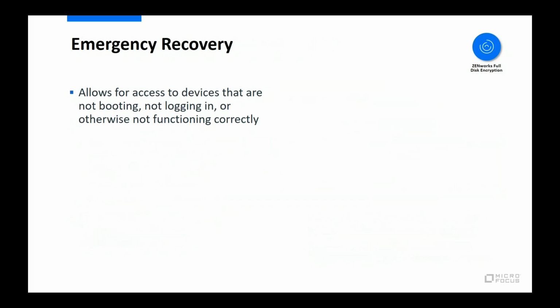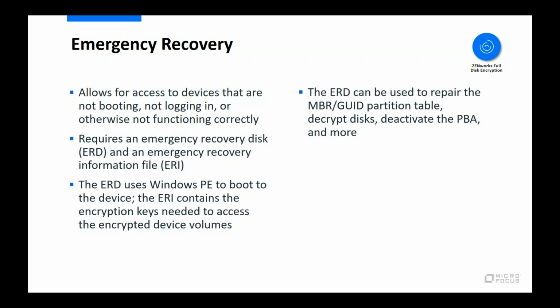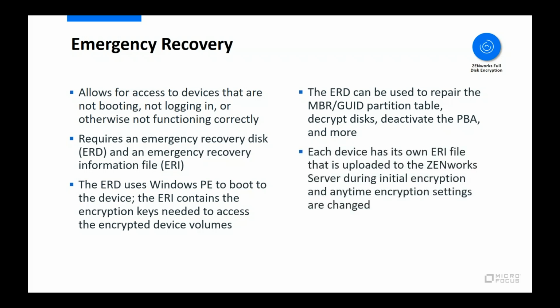If a situation occurs where a user is unable to log into a device because it is not functioning correctly, you can attempt to fix the boot issue or decrypt the disk to recover the data. This requires an emergency recovery disk and an emergency recovery file. The ERD, which contains a recovery application, uses Windows PE to boot to the device. The ERI file holds the keys needed to access the encrypted disk. Once the recovery application uses the ERI file to access the disk, you can perform recovery operations such as repairing the partition table, decrypting the disk, or deactivating the PBA. To ensure that you always have a valid ERI file for a device, the file is uploaded to the ZENworks server at initial encryption and anytime encryption settings are changed.